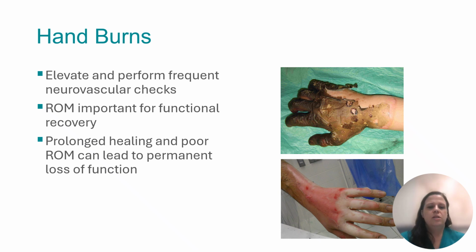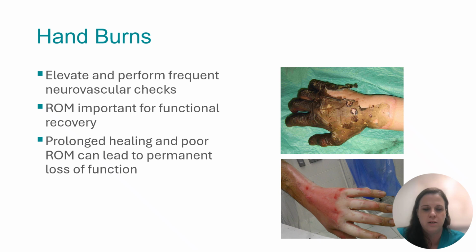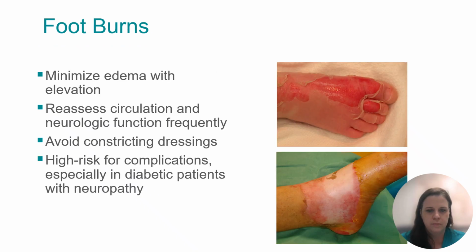With your hand burns, you're going to elevate those guys, and then you're going to do your frequent neurovascular checks. With our hand burns, we work really hard on maintaining that functional recovery. So getting physical therapy and occupational therapy in particular in early to start doing the stretches and doing the hard work is essential in getting those hands to heal up and preventing permanent loss of function.